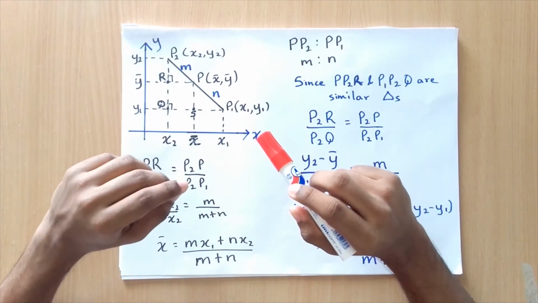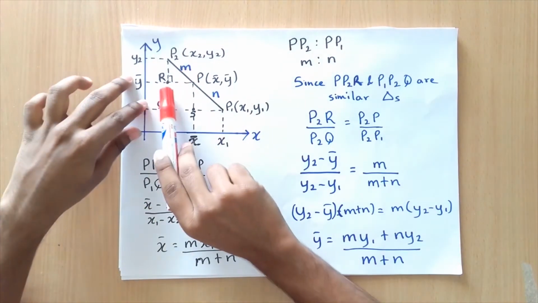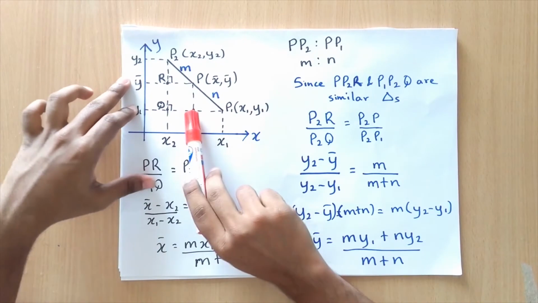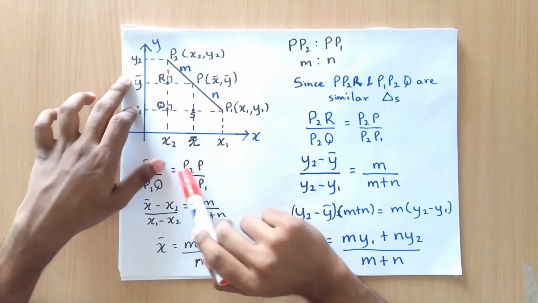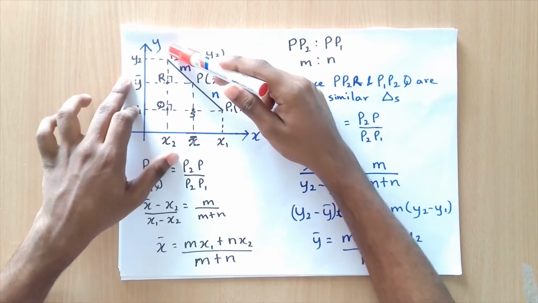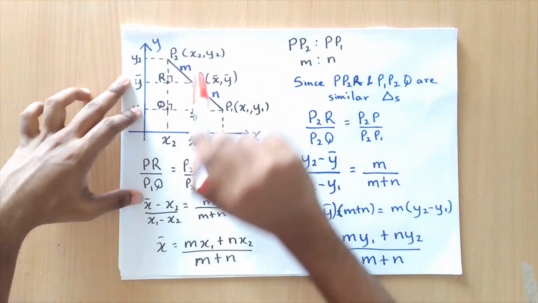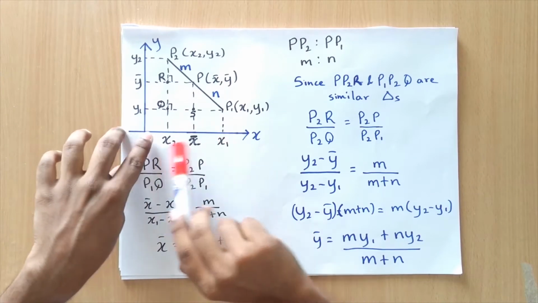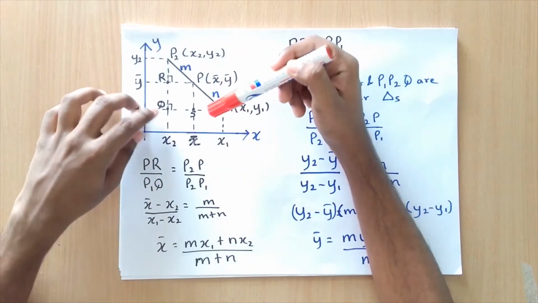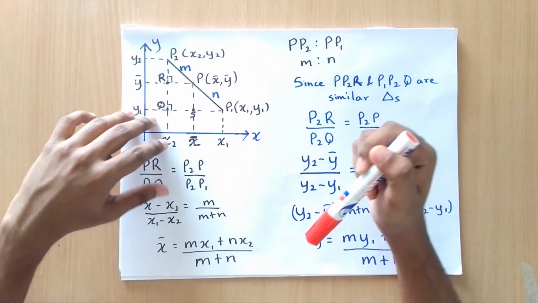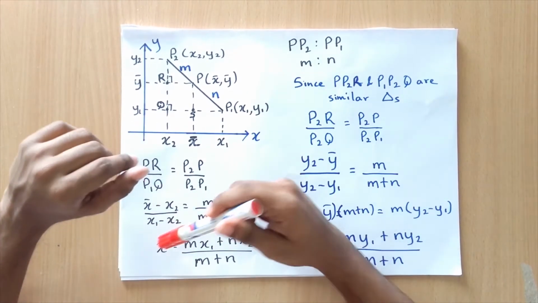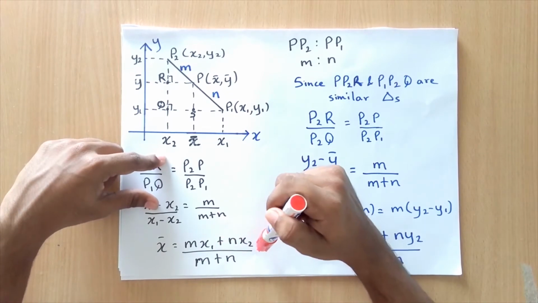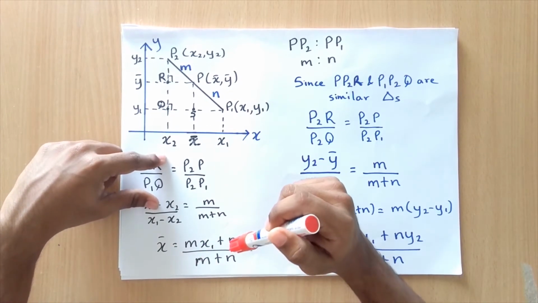To obtain x bar, we need to use the ratio PR of this small triangle over P1Q of this big triangle equals P2P over P2P1. That gives us (x bar minus x2) over (x1 minus x2) equals m over (m plus n). Finally, we get the equation for x bar. x bar equals (mx1 plus nx2) over (m plus n).